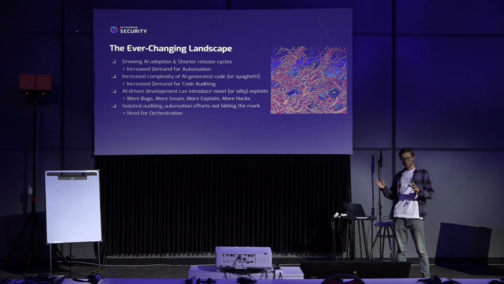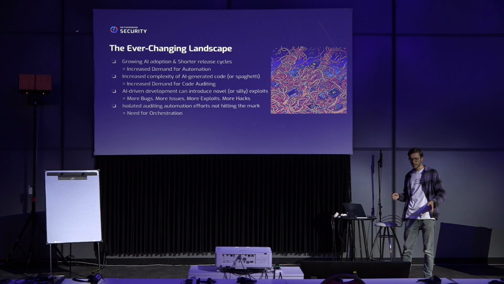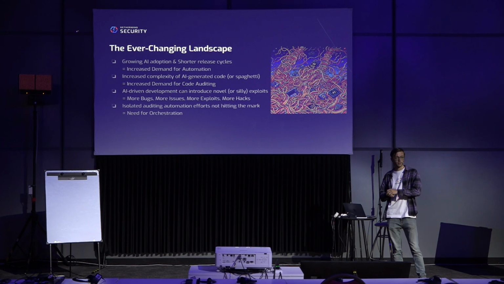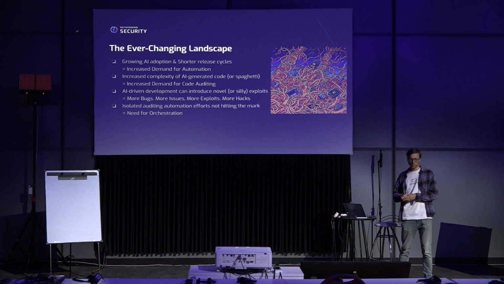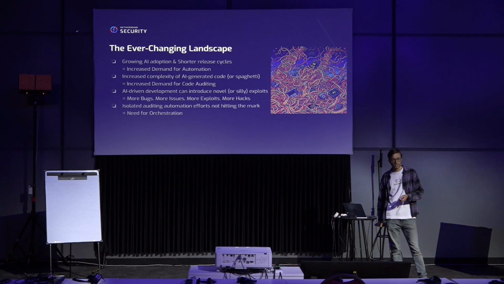So just to give you the gist of the environment that we're living in right now, we have this ever-changing landscape where we get a lot of spaghetti code being generated by AI. So we have this increased complexity of code. And then we also have the growing AI adoption and the shorter release cycles.